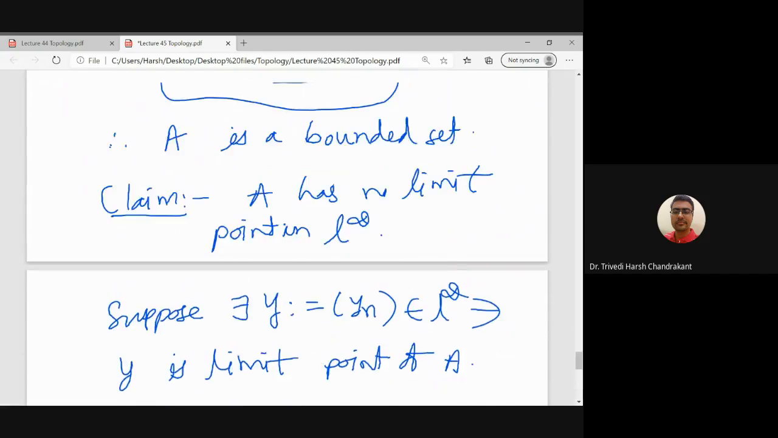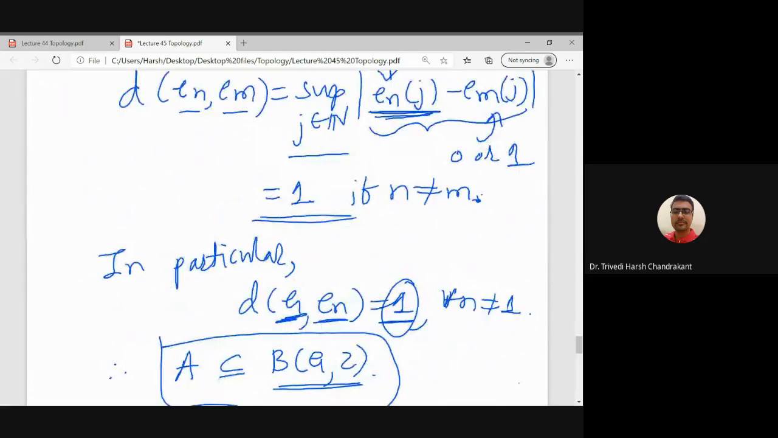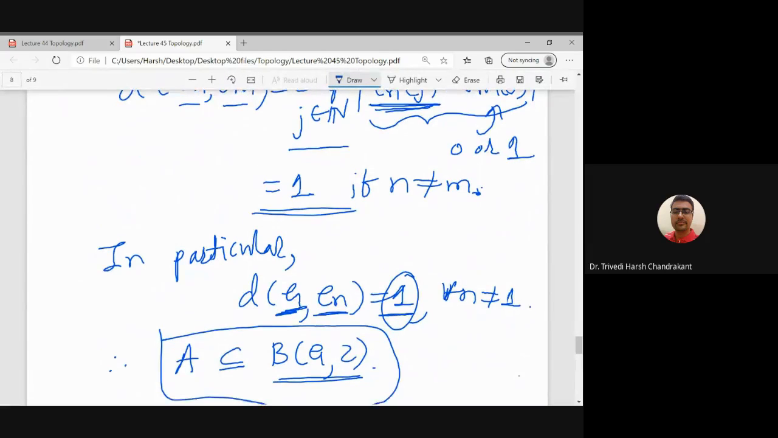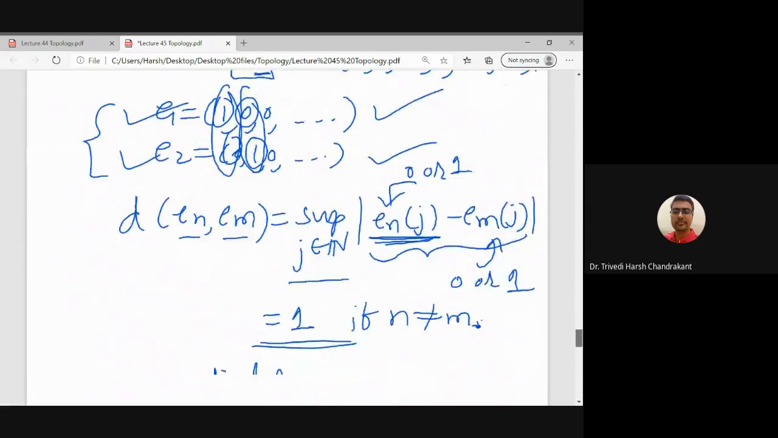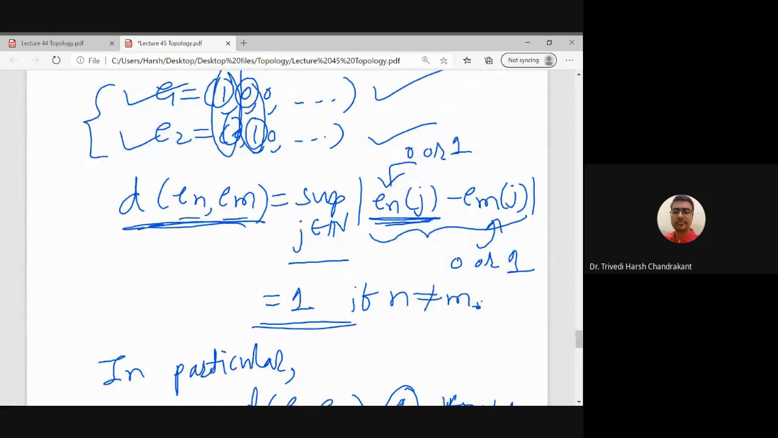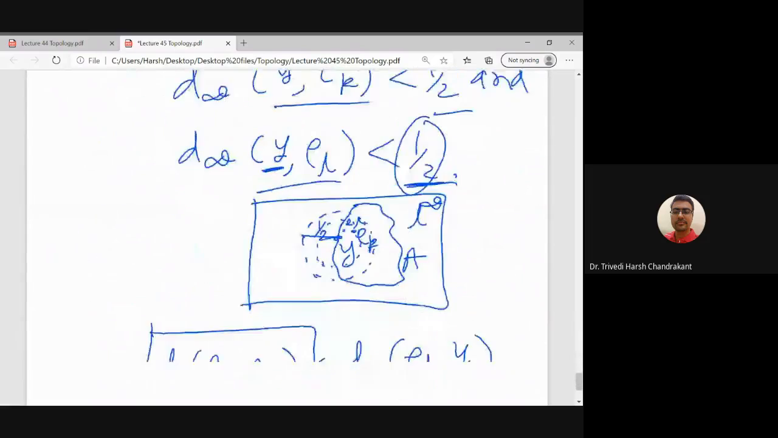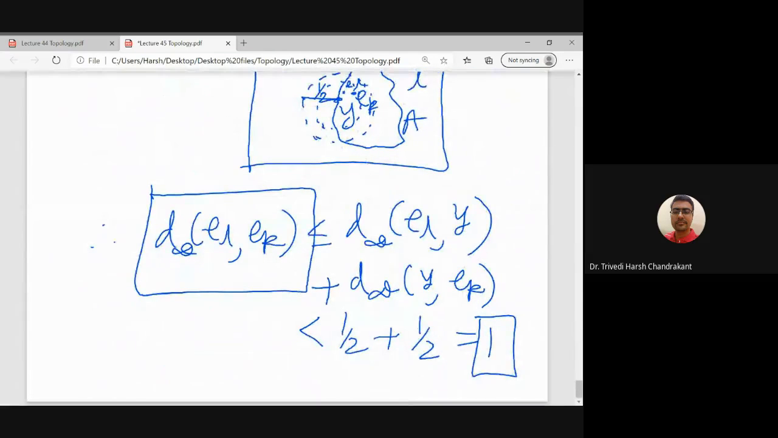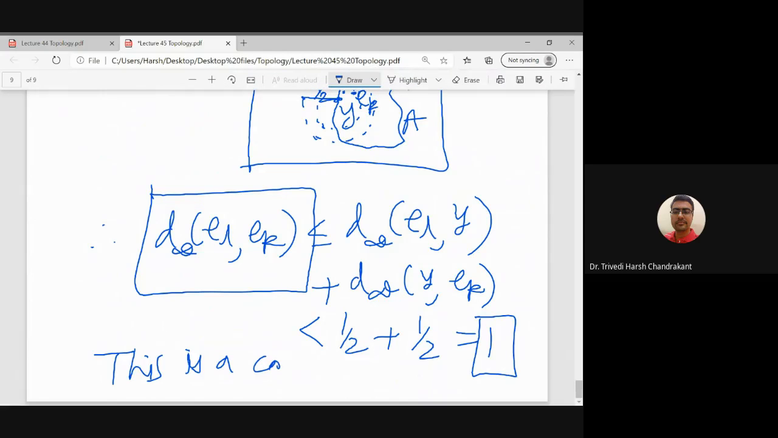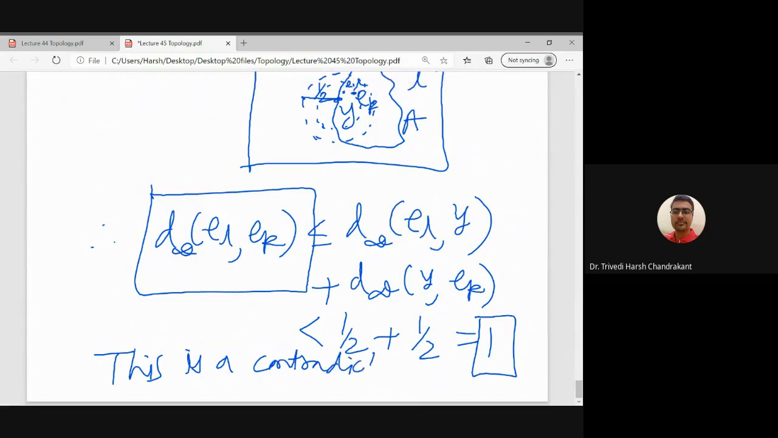But we already observed that the distance is exactly 1. Right? Whatever L and M I take, the distance is always 1 whenever these natural numbers are different. So this is a contradiction. And this contradiction came from our assumption that a limit point exists. So therefore, A has no limit point.